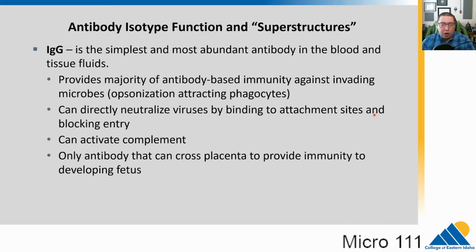It is very simple in structure. It's just that Y-shaped, and it's the most abundant, as we saw. And it provides the majority of our antibody-based immunity. It works by that opsonization, where it attaches to pathogens and helps phagocytosis occur. It can also do something we call neutralization, particularly of viruses, where it binds to the surface and blocks their entry. It can activate that complement system we talked about, and it is the only one, as I mentioned, that can cross the placenta to help provide immunity to the developing fetus. So IgG is really the big one that we should know about.